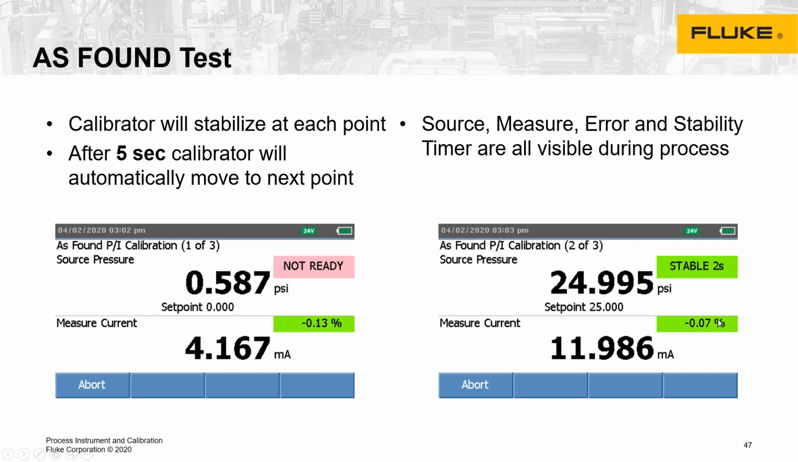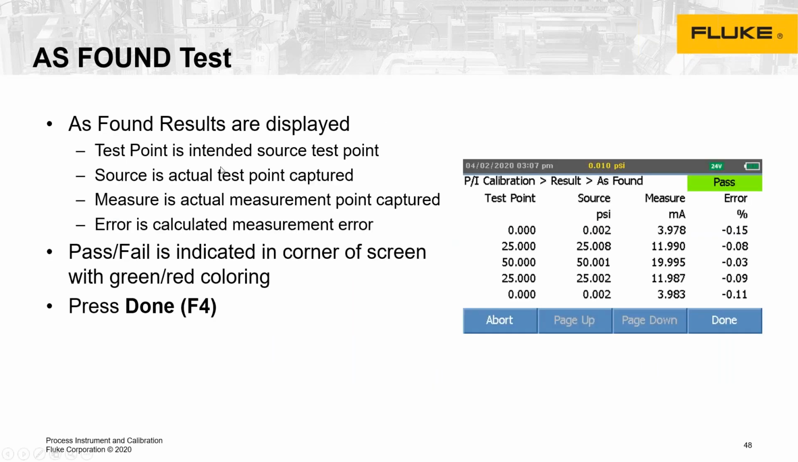At the same time, it's dynamically calculating the error across that calibration. Once we're done, it gives the test point it shot for, the source pressure it actually achieved at that test point, the measurement, and the error, with a nice pass screen here. You'll notice with the 729, it's a newer design, we enabled the color screen, so it's a little bit more friendly to the eye to see your results.